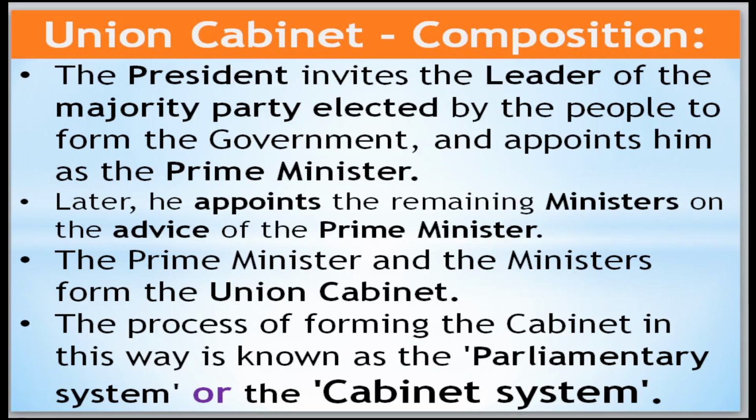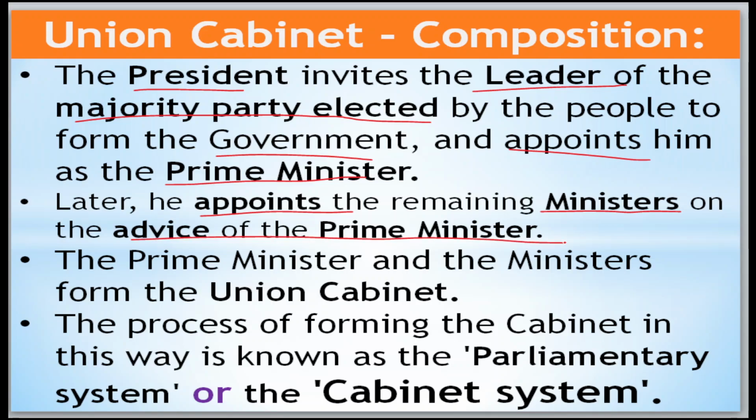Now come to the union cabinet composition. How is the union cabinet going to be composed? The union cabinet means the council of ministers. The president invites the leader of the majority party elected by the people to form the government, and that leader is appointed as the prime minister by the president. Later, the president can appoint the remaining ministers on the advice of the prime minister. These things we already came to know.